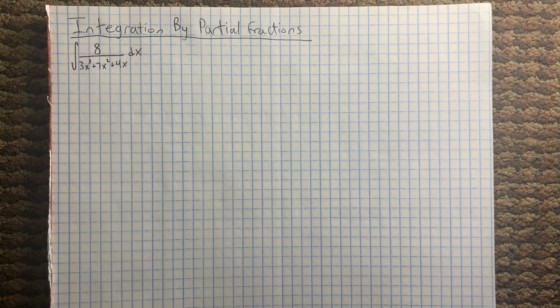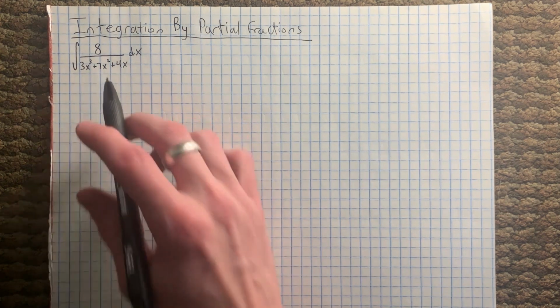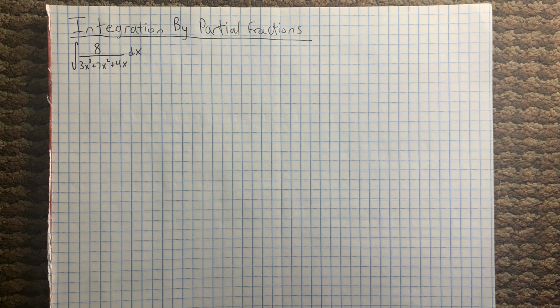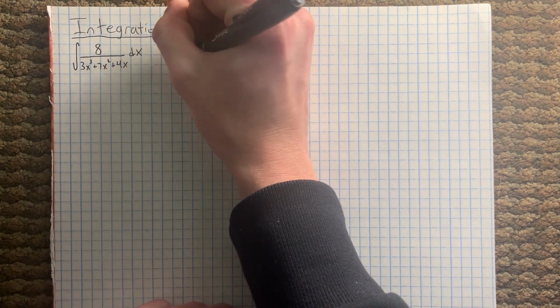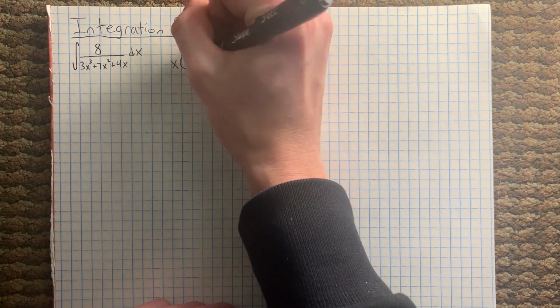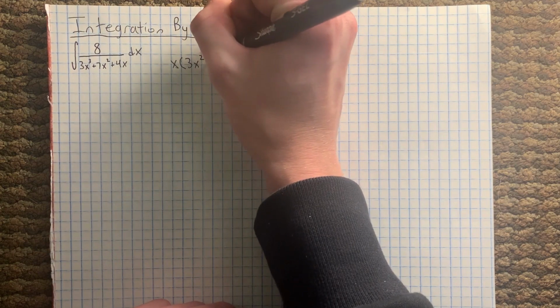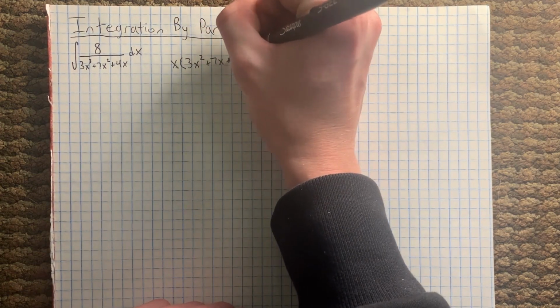All right, today we're going to be doing an integration by partial fractions example. We have the integral of 8 over 3x cubed plus 7x squared plus 4x dx right here. We're going to start by factoring the denominator. We can take out an x, and the inside would become 3x squared plus 7x plus 4.